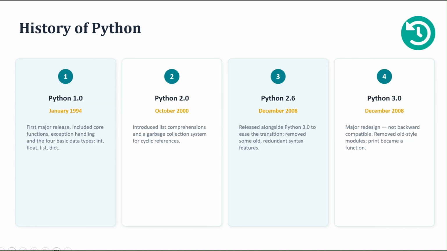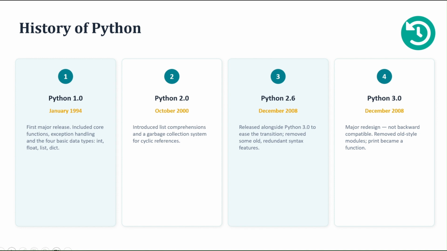Quick history lesson: don't worry, it's not boring, I promise. Python 1.0 dropped in January 1994. This was the OG version, had core functions, exception handling, and the four main data types: int, float, list, and dictionary. Then Python 2.0 came out in October 2000, introduced list comprehensions, which we'll cover later. Trust me, you'll love them.